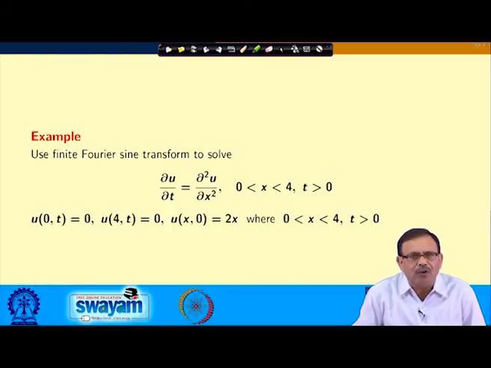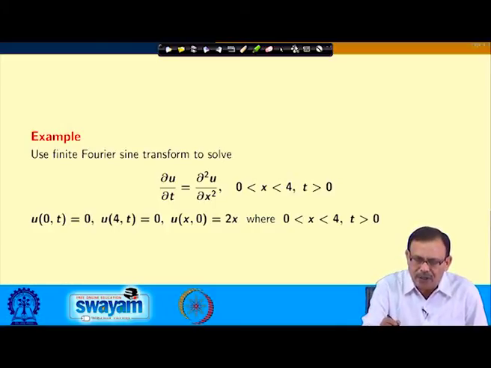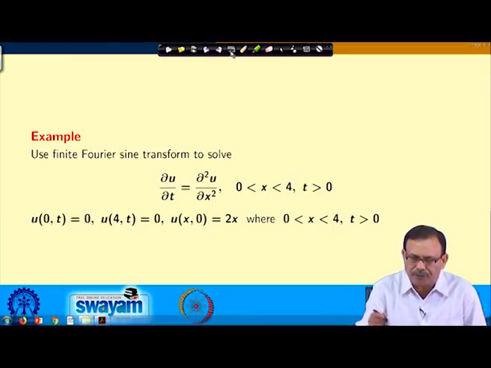Now, the value of u(0,t) is known to me, it is given. The value of u(L,t), that is, L is 4 here, u(4,t) is known to me. Therefore, for this particular problem, I can use the Fourier sine transform with respect to x. Since the u(0,t) and u(4,t) values are known and x lies between 0 to 4, I can use the Fourier sine transform with respect to x. Let us see the solution process.